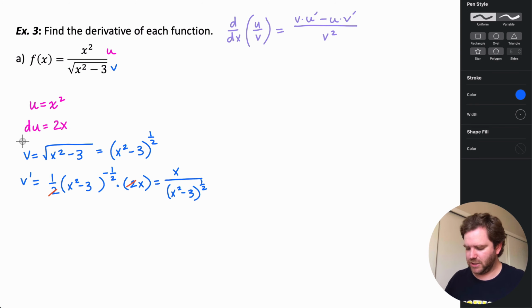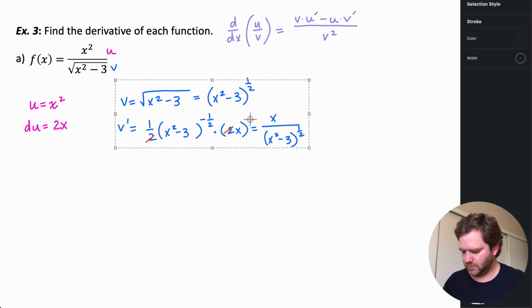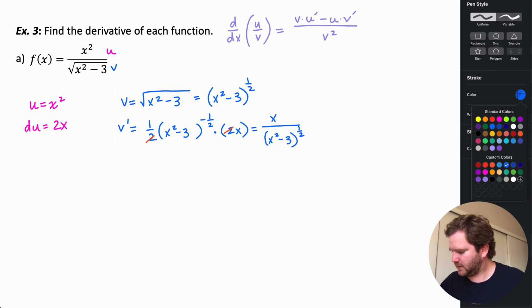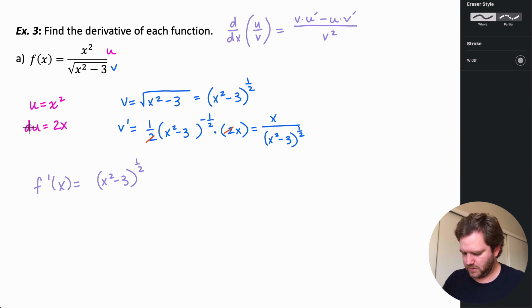So let's go ahead and use all of this information to piece together our quotient when we do the quotient rule here. Let me go ahead and take this derivative. So f prime of x is going to equal my denominator function, and I'm going to use the fractional exponents version. So it's going to be x squared minus 3 to the 1/2 power, times the derivative of the numerator, so u prime. Sorry, this isn't du. This should be u prime.